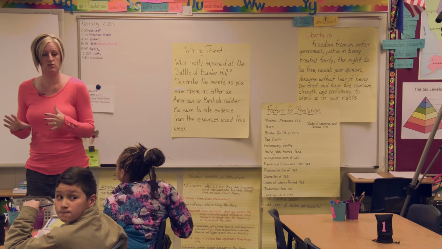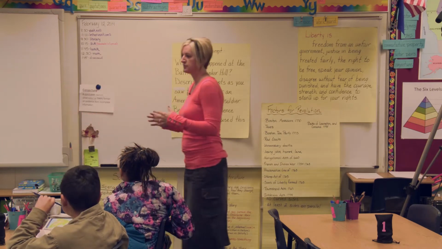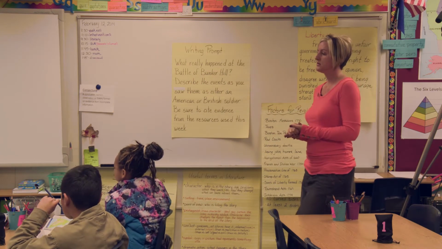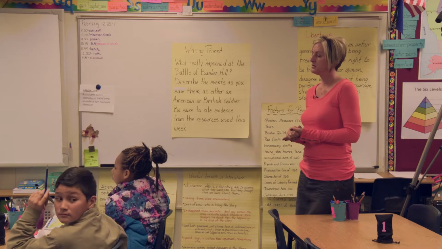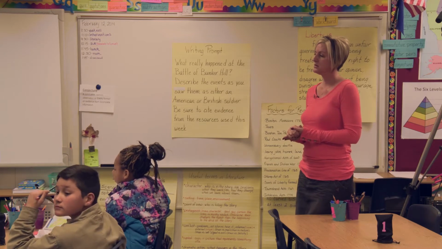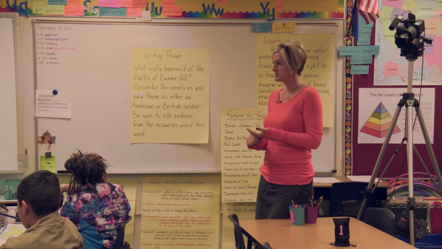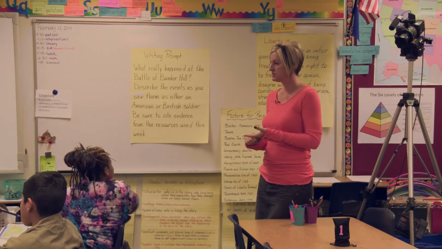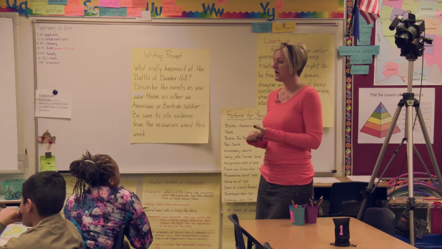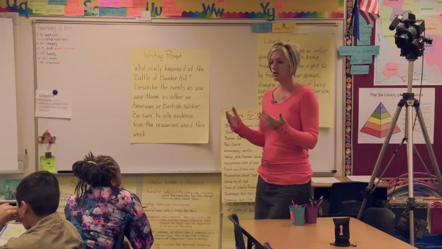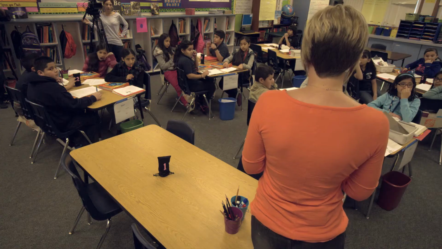So let's talk a little bit about the background knowledge that we've built on Monday and Tuesday. What was the first thing that we looked at? The video and the book and the painting. Okay, so we had the video, the social studies text, the King George excerpt, and the painting, The Battle of Bunker Hill. Okay, so what have we learned from all of those things?